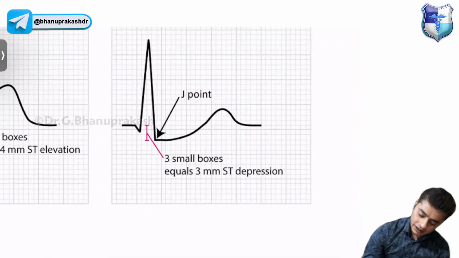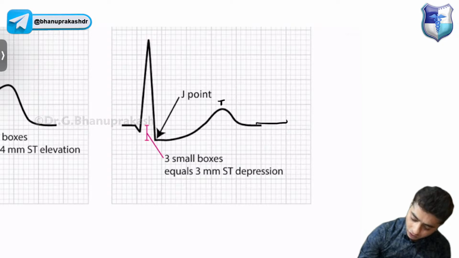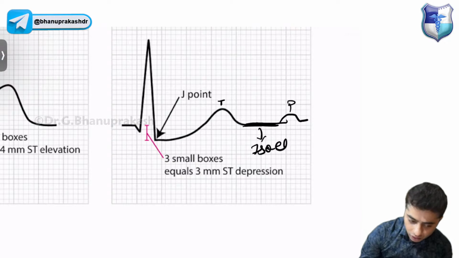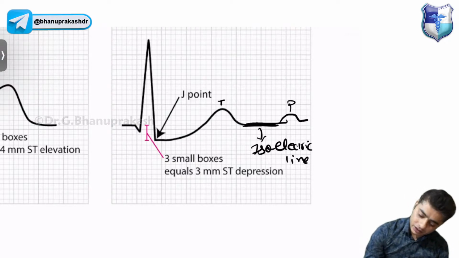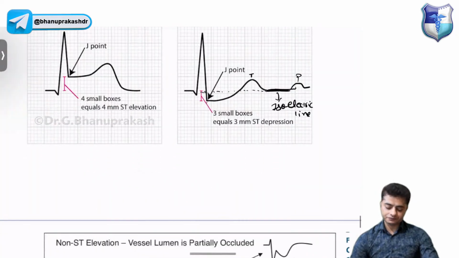Here you see another figure. So this is your T wave, this is your P wave, this is your TP segment, so this is your isoelectric line. And from the TP segment, when you draw a horizontal line, you will find that your J point has come below. So this is your ST depression.